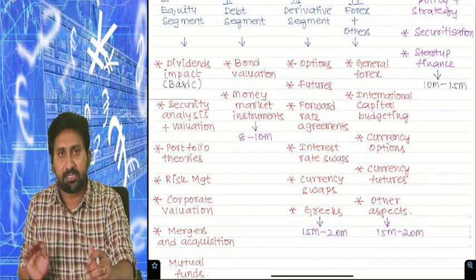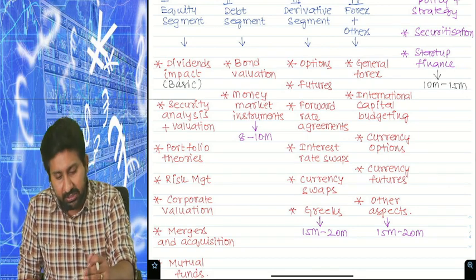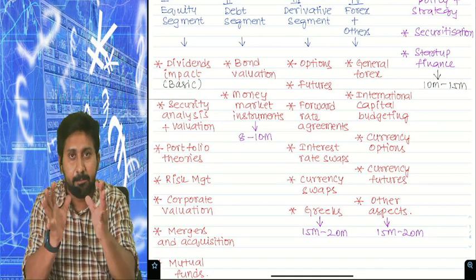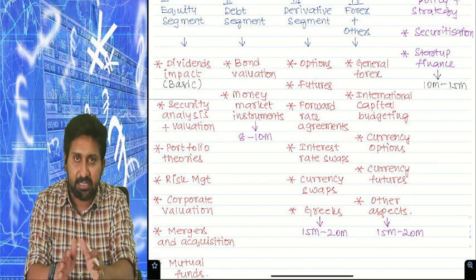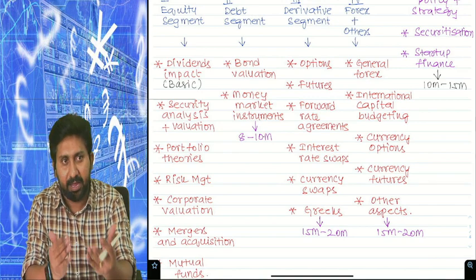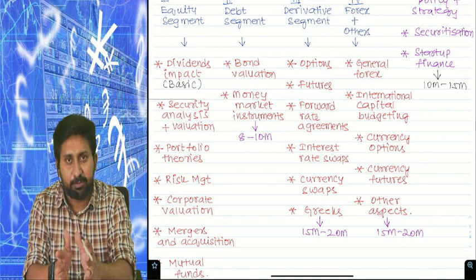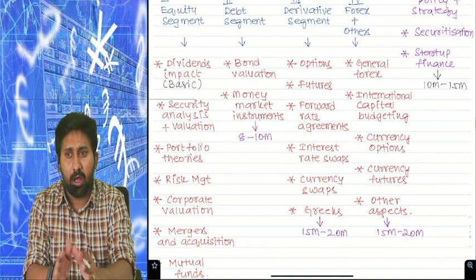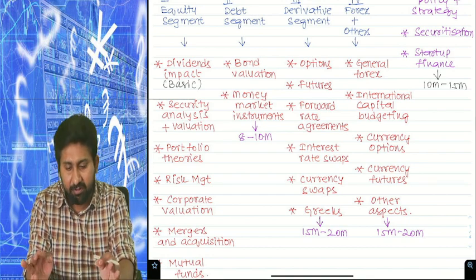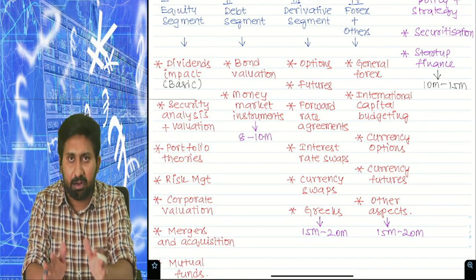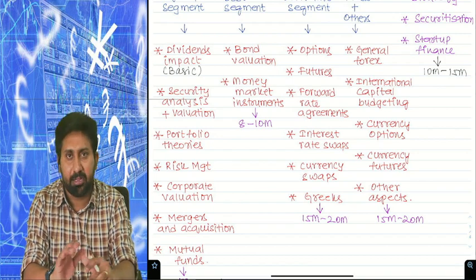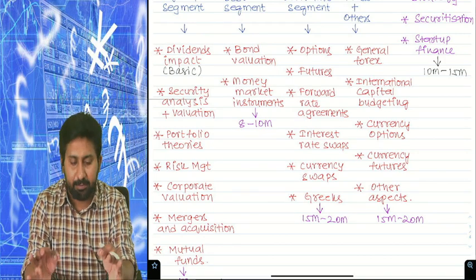Next one, forex and others. Here we will cover general forex, that means a normal calculation of forex with 25-30 important core problems: bid rate, ask rate, loan borrowings, transactions, payment in the future, payment at the present, calculation of hedge profits, everything, money market hedging, all hedging strategies, leading, lagging, all kinds of strategies we will be covering in the first area called general forex.